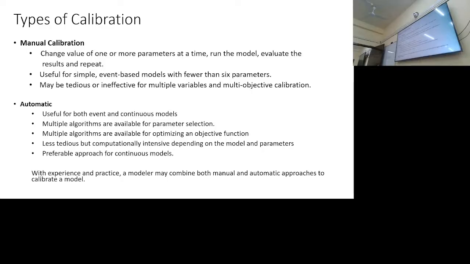However, automatic calibration is also a combination of both, because we will give the algorithm some objective function, but you also have to check manually whether the range it is giving is feasible for that particular watershed. It should not be that I give a parameter and it gives a very good result, but that particular parameter is not in a feasible range. So that also we have to check.